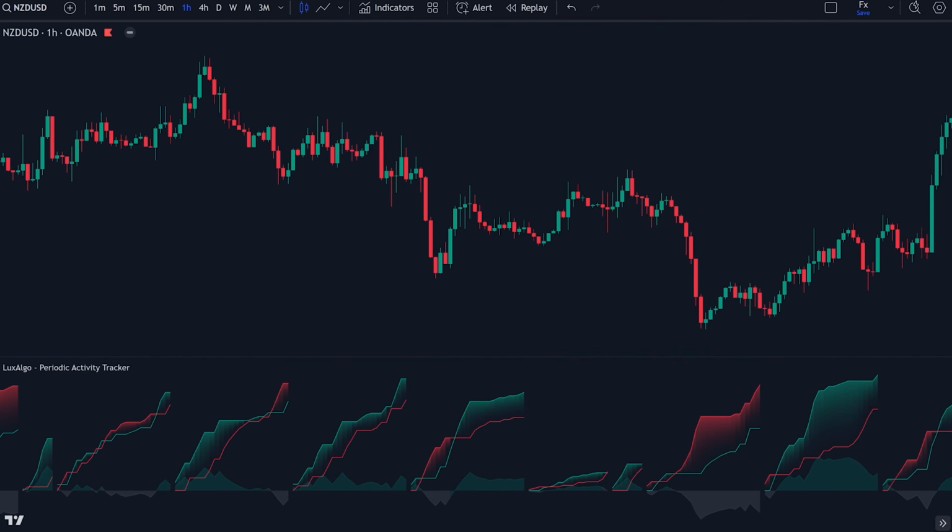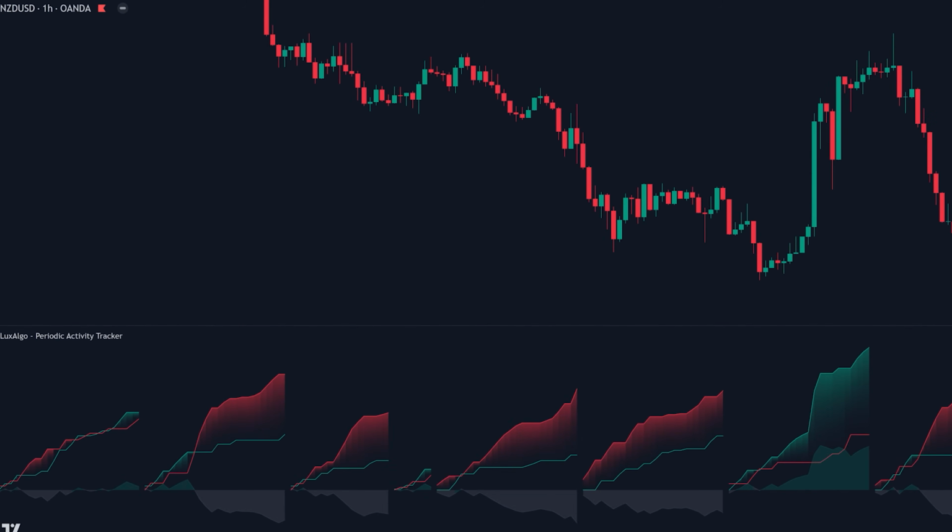The Periodic Activity Tracker is a tool that keeps track of all the buying and selling happening in the market during a time you choose. Now let's break down its key features and components. Green and red volume lines. These lines on the chart show buying and selling activity.